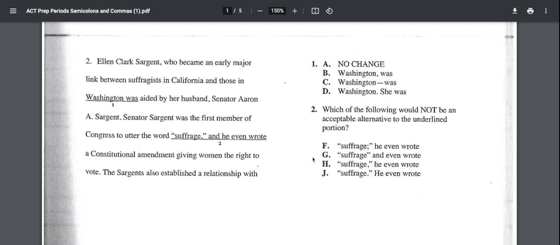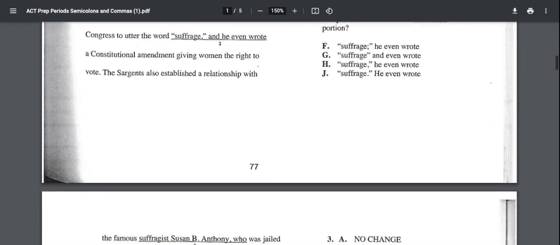So I automatically know that F and J are also acceptable alternatives, but we're looking for not. Thankfully, they capitalized that for us. And the answer would be H. So I narrowed it down from G and H, but the reason H is not correct is because we have the subject he still, but only a comma. Only a comma cannot correctly join two complete sentences.